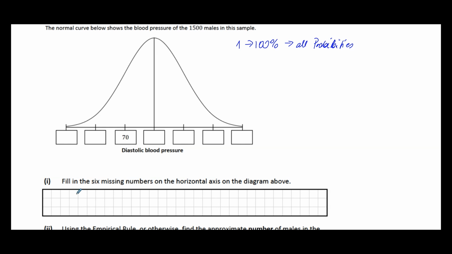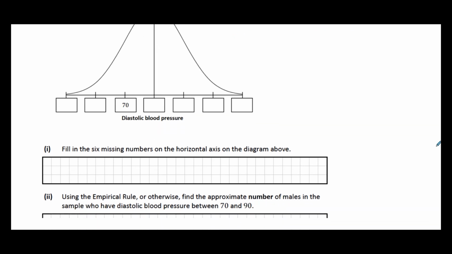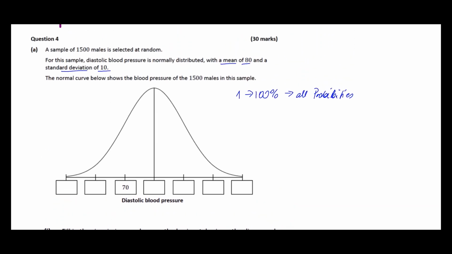Now, the first thing we need to do is fill in the missing numbers on the horizontal axis on the diagram above. And I know they didn't mention the empirical rule, but they do in the next part use the empirical rule, and that's how we know it is the empirical rule we're going to use. So our mean is in the very middle here. Now, the problem with the empirical rule is remembering the percentages.